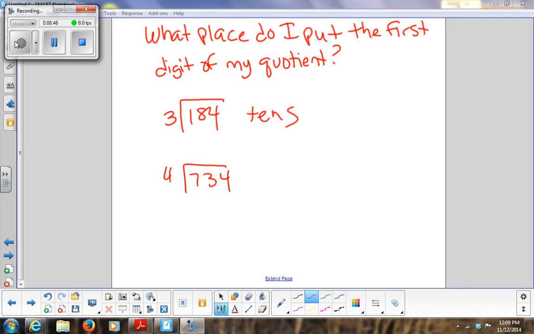Damien, if it was the ones place, it'd be right here. But I can divide. Why hundreds? Who wants to explain to me why the hundreds place? Lucas. Right, I can divide 7 by 4, right? I can pull a group out of 7 in 4s. Okay, so it goes into the hundreds place. Good.